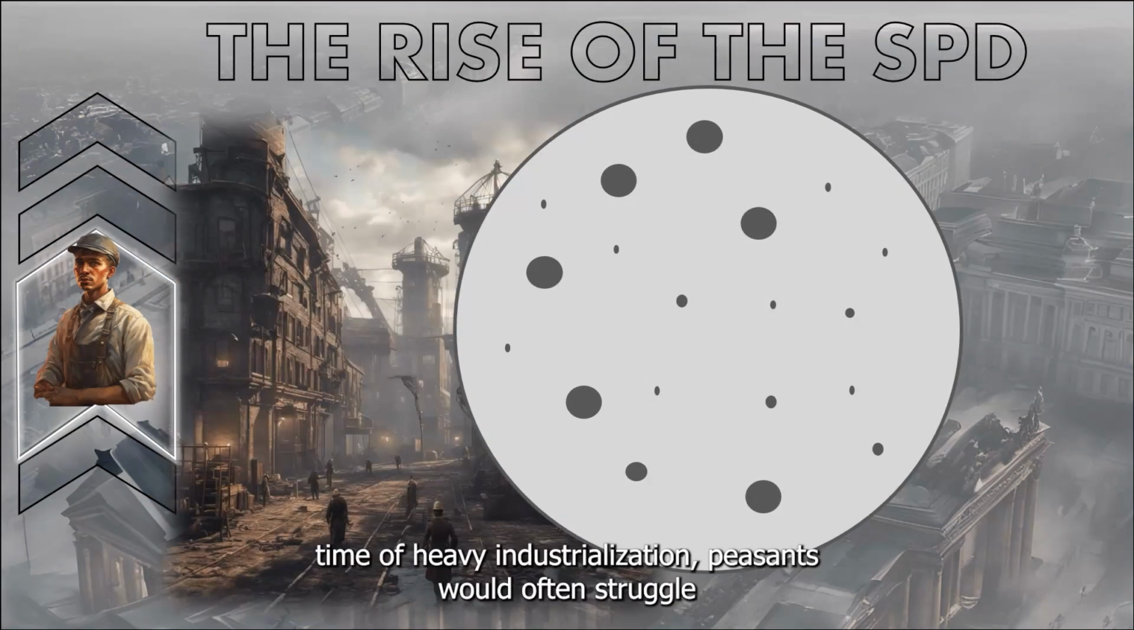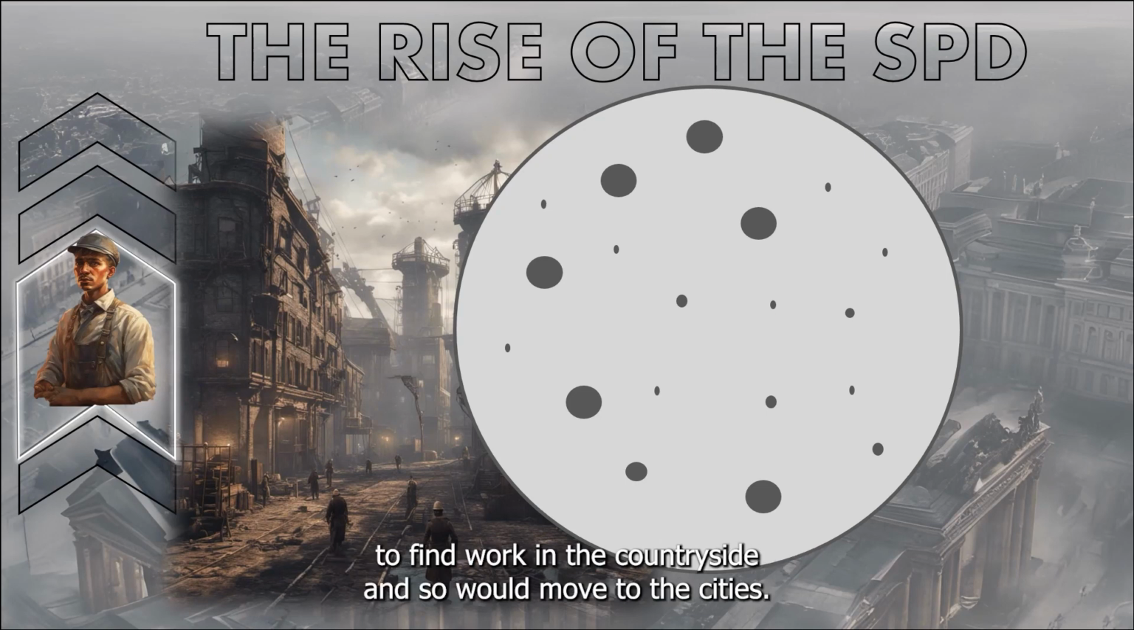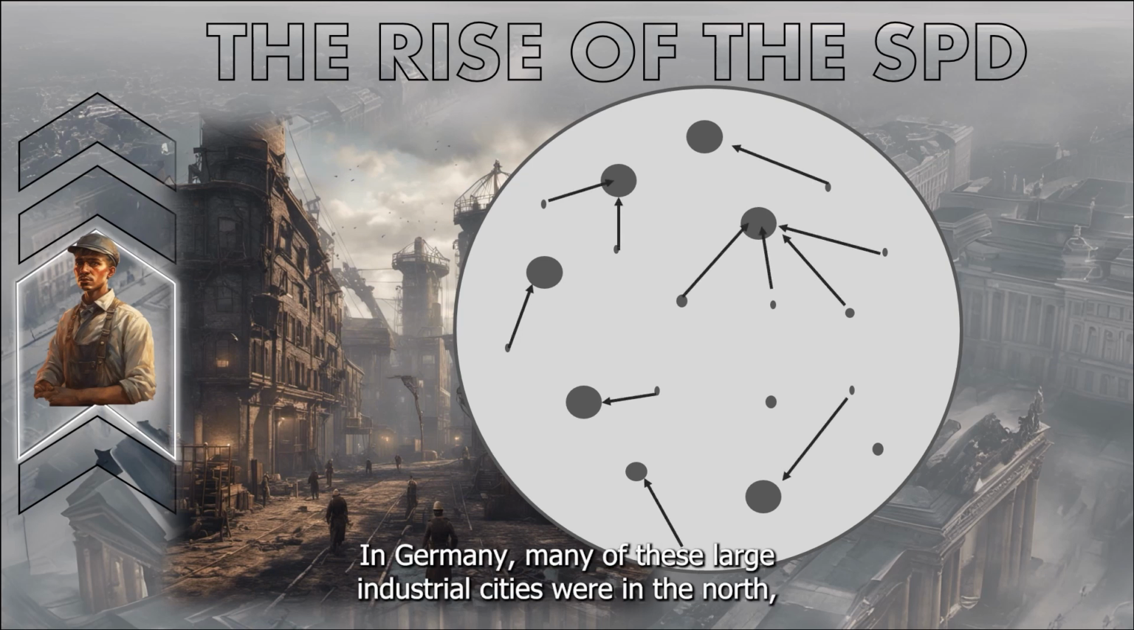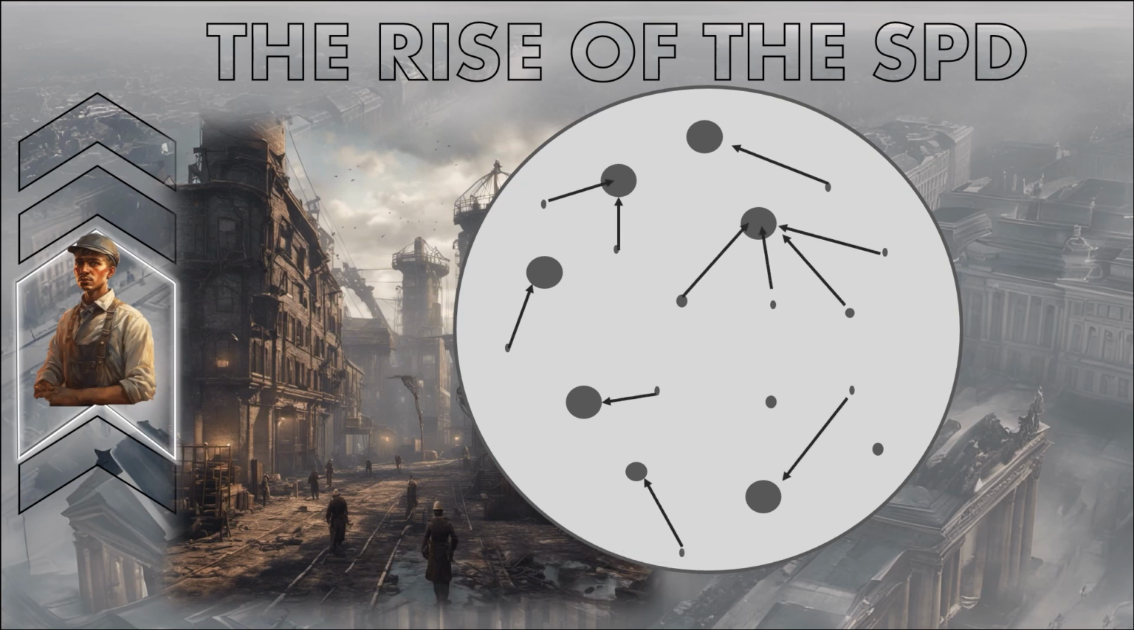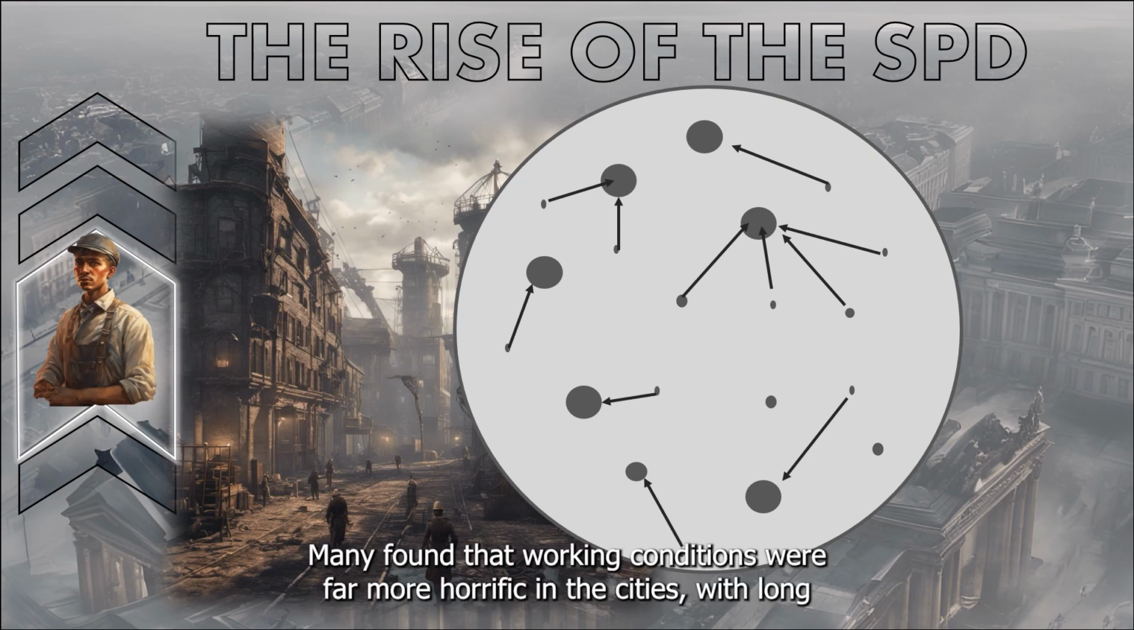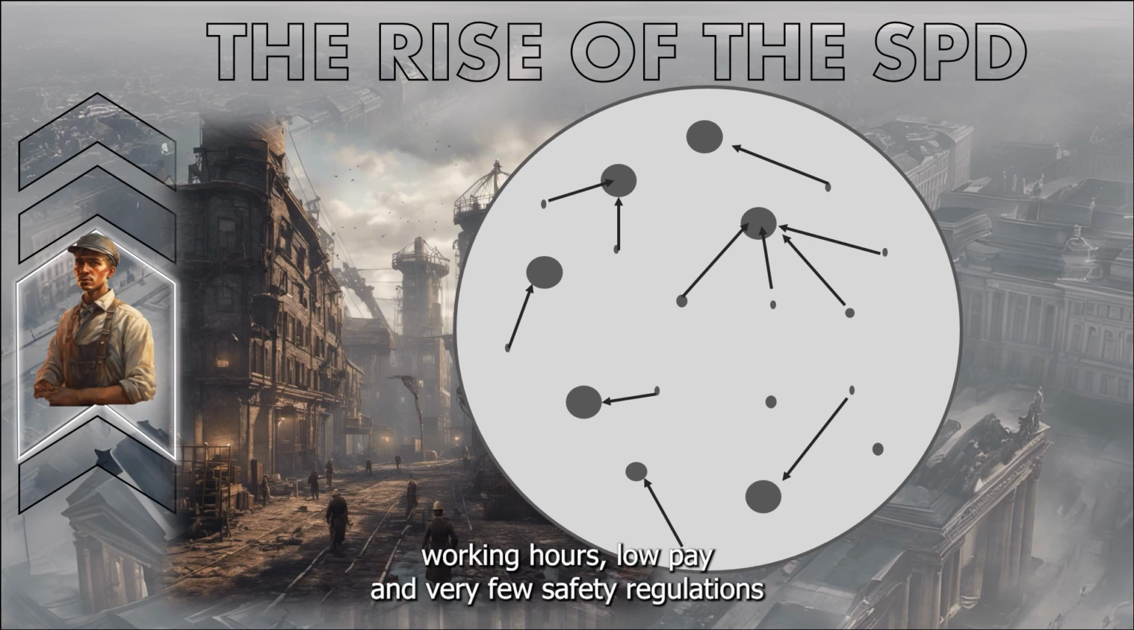During a time of heavy industrialization, peasants would often struggle to find work in the countryside and so would move to the cities. In Germany, many of these large industrial cities were in the north, such as the capital of Berlin. When they arrived, many found that working conditions were far more horrific in the cities, with long working hours, low pay, and very few safety regulations in the factories.